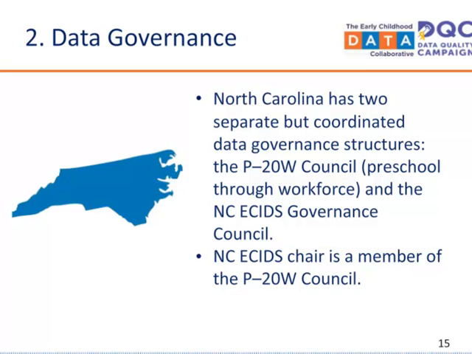Our state example here is North Carolina, which has two separate but coordinated data governance structures. They have a P20W Council, which is preschool through the workforce, and the North Carolina ECIDS Governance Council. ECIDS stands for Early Childhood Integrated Data System. The ECIDS Governance Council is comprised of leadership from key participating state agencies, and those include the North Carolina Department of Health and Human Services, the North Carolina Department of Public Instruction, the North Carolina State Head Start Collaboration Office, and the North Carolina Partnership for Children. So you can see how this governance structure has brought together many different agencies.